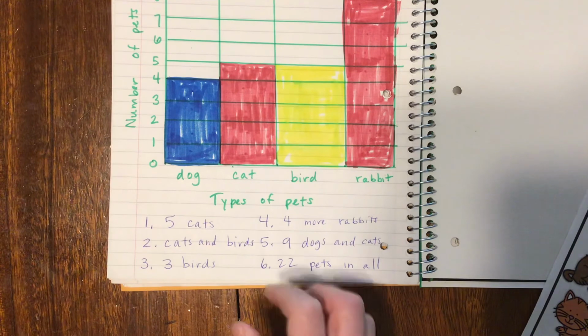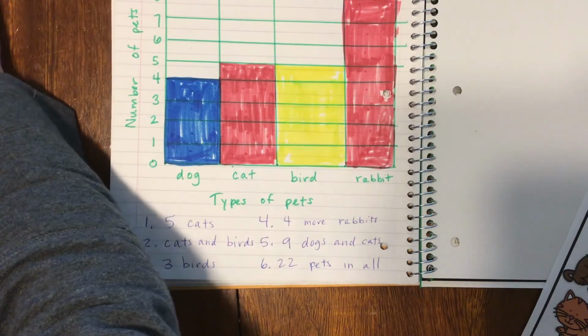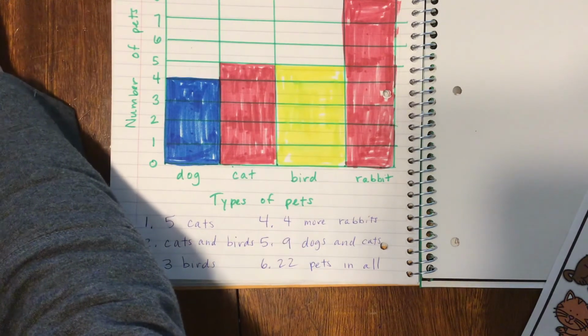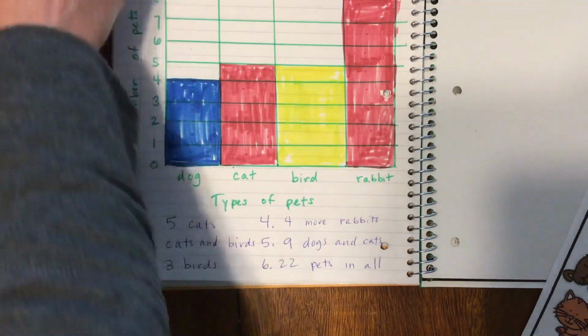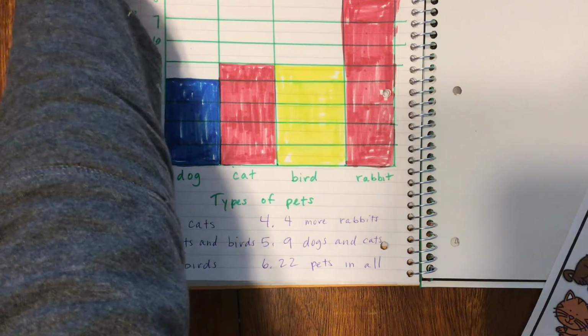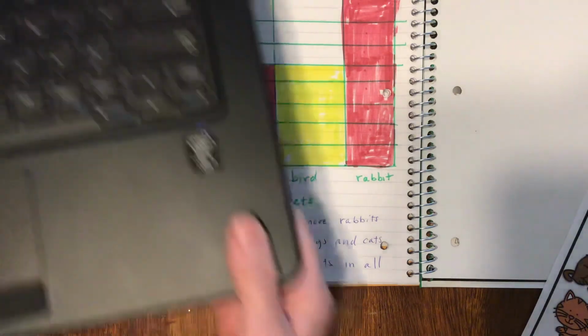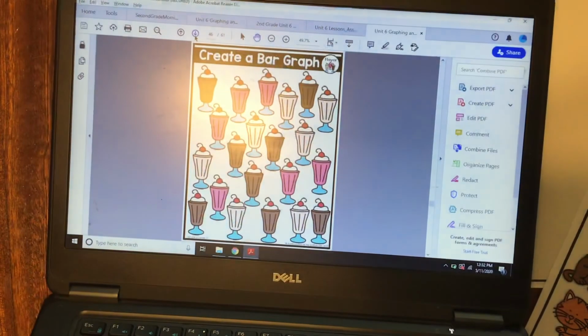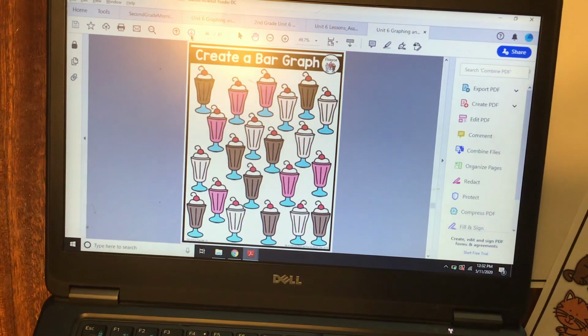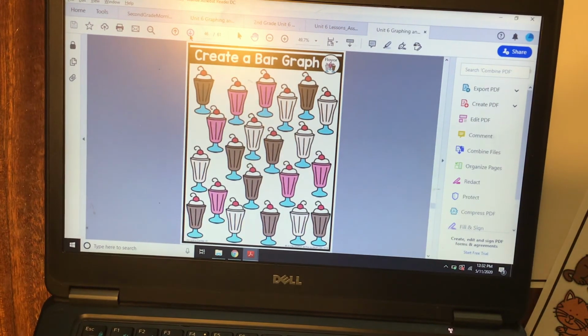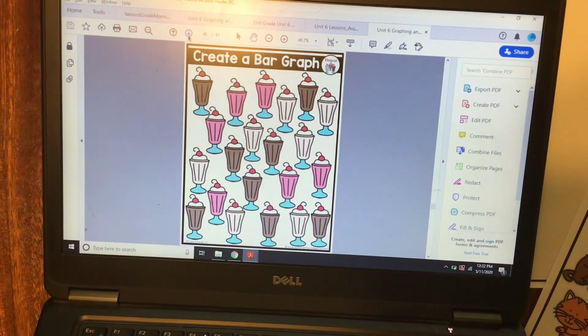Good job. So that was one we did together. What I'm going to have you guys do is to make one more graph, just like we just did. This time, you're going to be creating a bar graph that's counting the types of milkshakes. So you'll be making a graph counting the types of milkshakes and then answering some questions that go with that. So see the next slide and I'll help you get started on making the blank graph, and then you'll fill it in on your own to answer the questions.